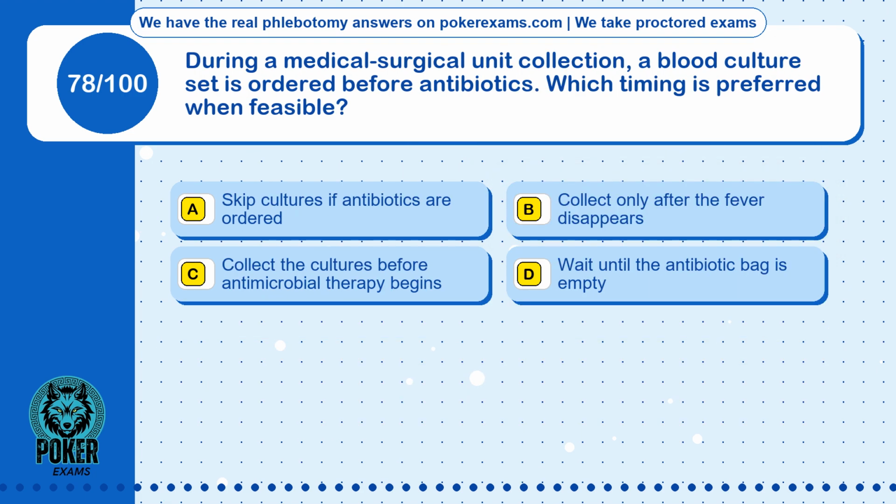Question 78. During a medical surgical unit collection, a blood culture set is ordered before antibiotics. Which timing is preferred when feasible? Option A. Skip cultures if antibiotics are ordered. Option B. Collect only after the fever disappears. Option C. Collect the cultures before antimicrobial therapy begins. Option D. Wait until the antibiotic bag is empty.